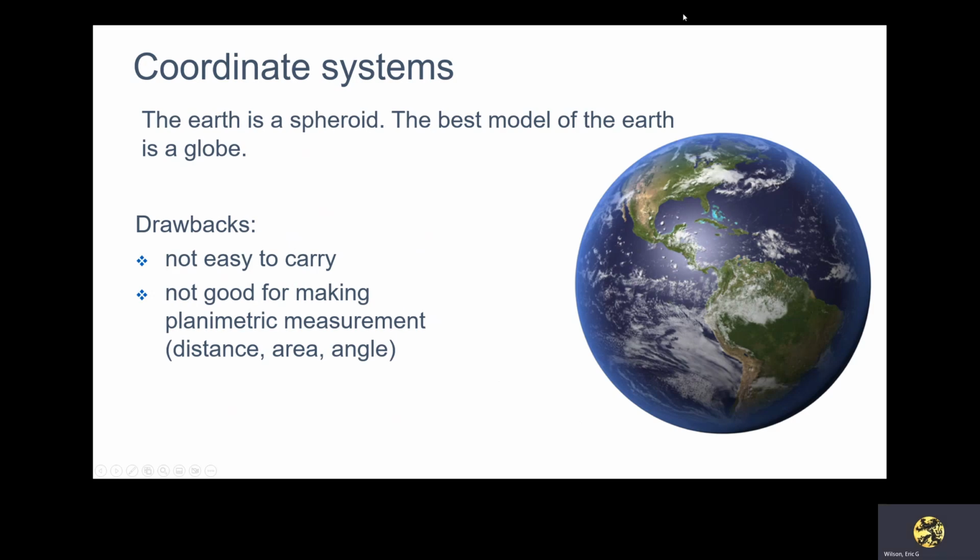Some of the best coordinate systems, the best model of the Earth, which coordinate systems help to define, the best model is a globe because that closely approximates the exact shape of the Earth, and it's in 3 dimensions and it's easily understood. The drawbacks to using something like that is you kind of can't carry around a globe with you in your pocket. It's not good for making measurements. It's just hard to work with. So people will try different options for doing that.